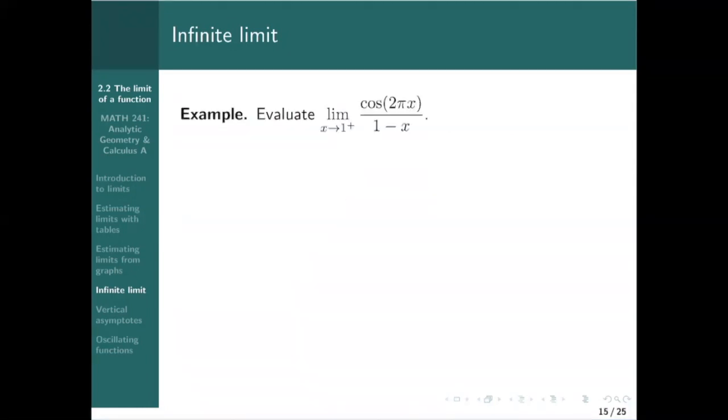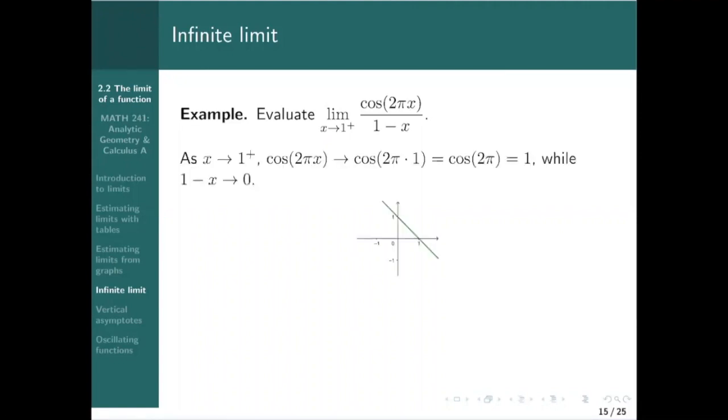Let's take a look at this example where we have to evaluate the limit of this function as x goes to 1 from the right. Well, as x goes to 1 from the right, the numerator is going to go to cosine of 2 pi times 1, which is the same thing as cosine of 2 pi, which we know from trigonometry is equal to 1. Now let's consider what happens with the denominator. We have here the graph of the denominator, which is 1 minus x, and then we are considering that x is approaching 1 from the right.